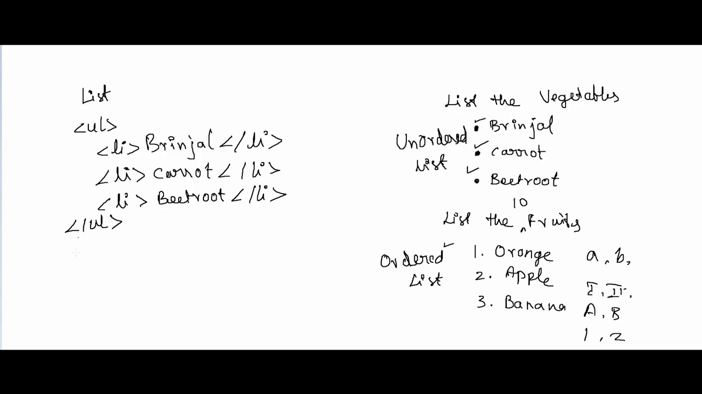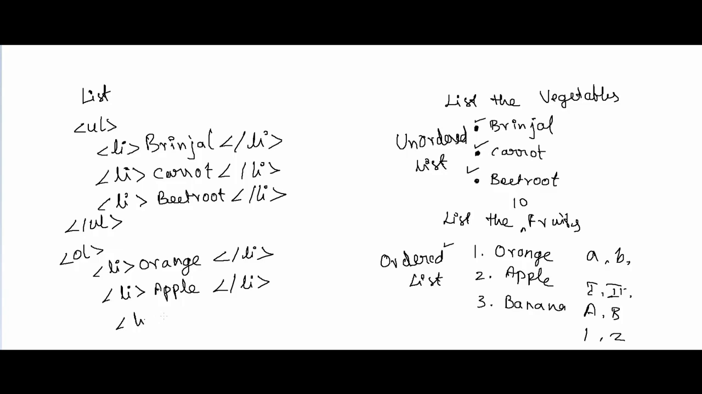Okay, now ordered list. Instead of UL, we are going to use OL. OL is ordered list. So inside, the same LI, orange. The only change is UL and OL, right? Orange, close the LI. And here again another LI is for apple. Close the LI. Again, LI is for banana.